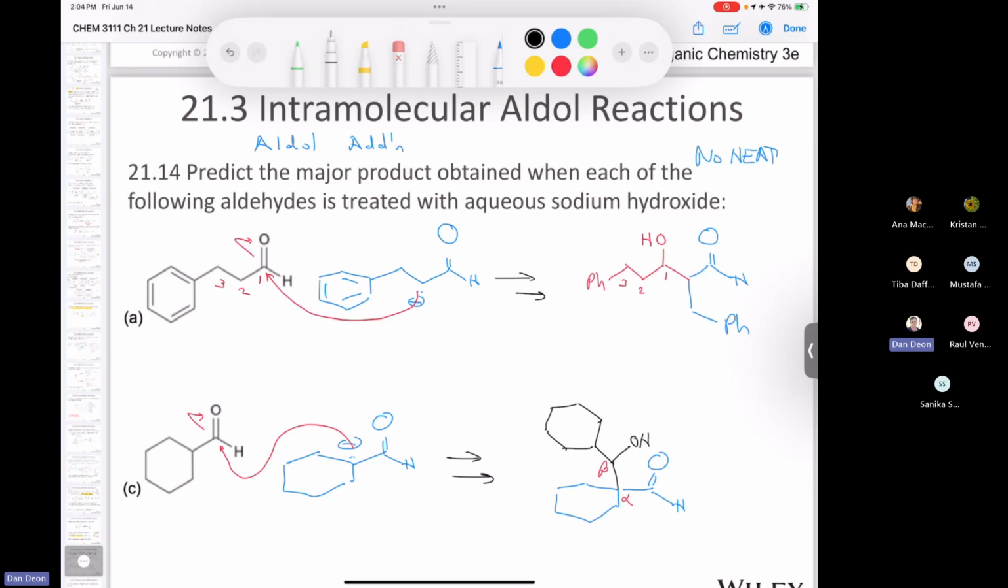Give me a thumbs up if you're with me on the aldol addition. Is everybody following me on this mechanism? Anybody else? Aldol addition?